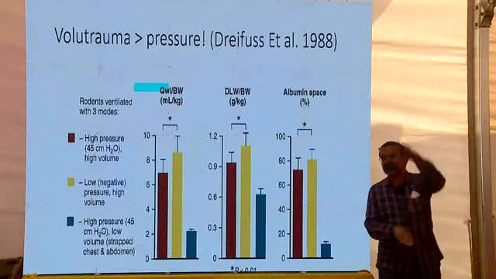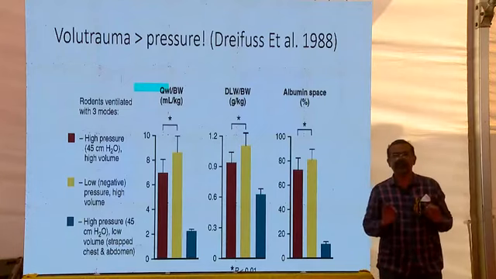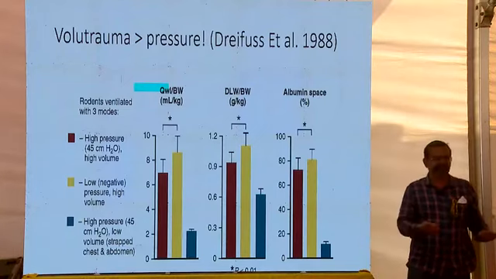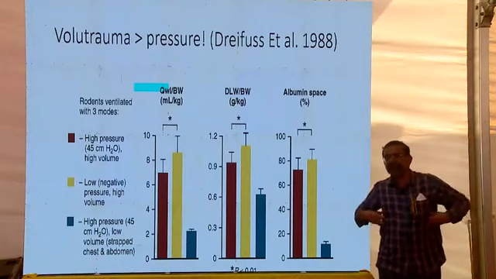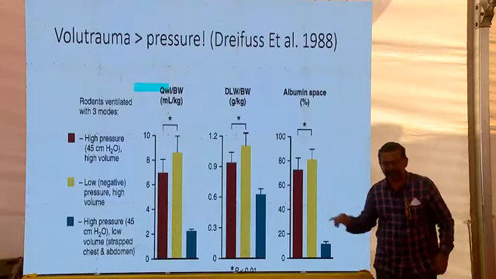So this is actually prevented by volume ventilation. This commonly happens in pressure ventilation. So they concluded that volume is better than pressure. But this strapping of the lung is experimental. It is not real life. Next one.